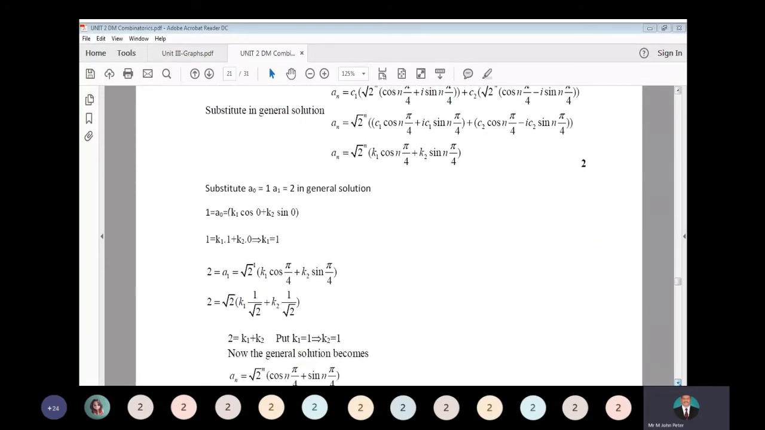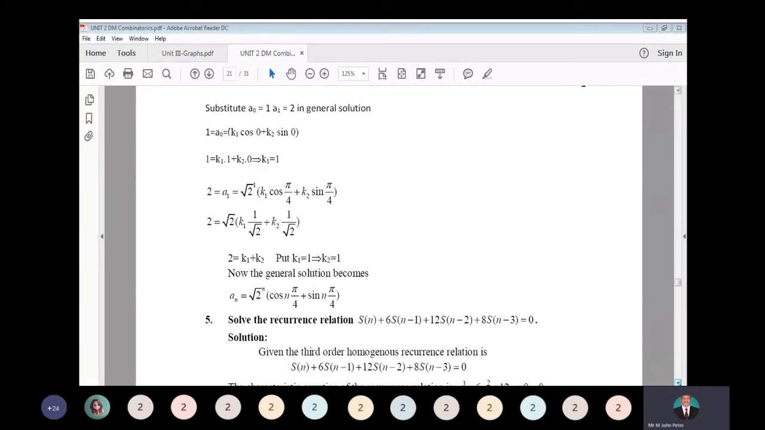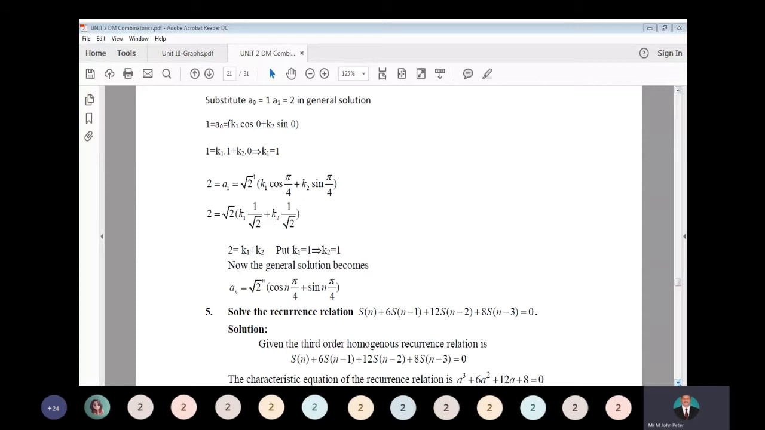The boundary condition given in the problem, so that we are going to substitute. That is, a0 equal to 1: replace n by 0. So k1 into cos 0 plus k2 into sin 0. Cos 0 is 1, sin 0 is 0. So you will get k1 into 1, which implies k1 equal to 1. So the constant k1 equals 1.